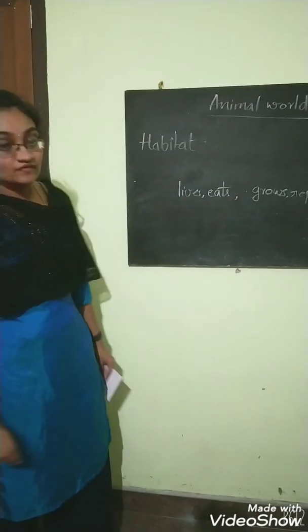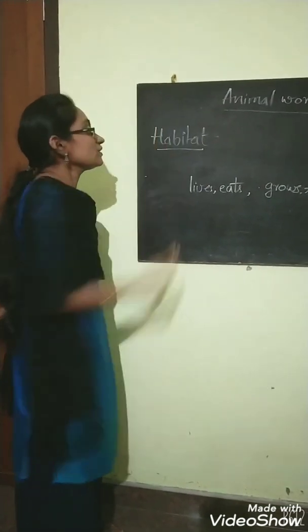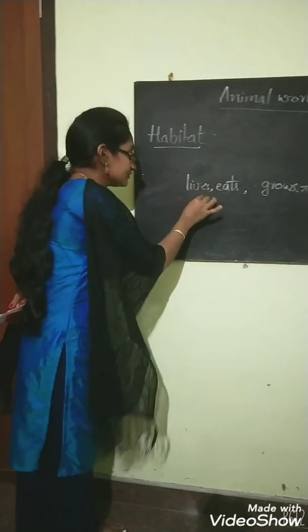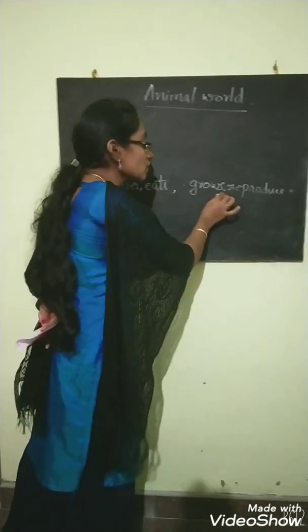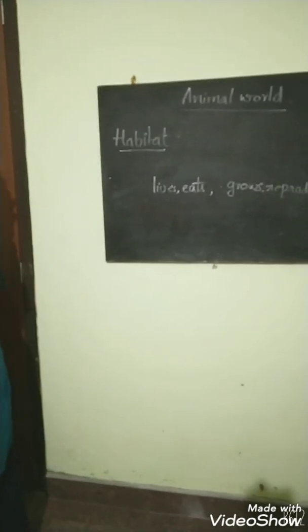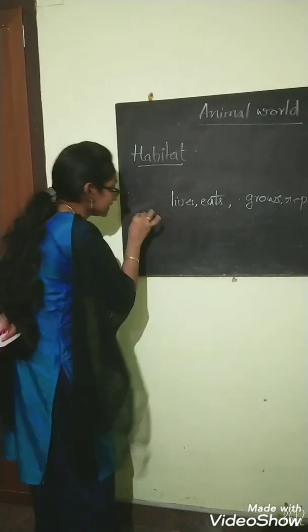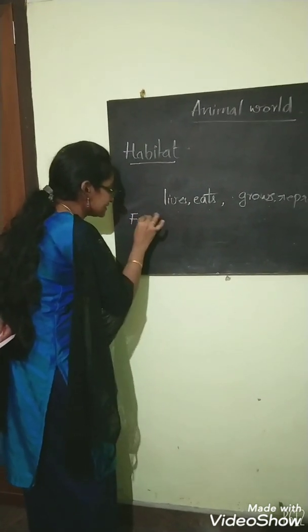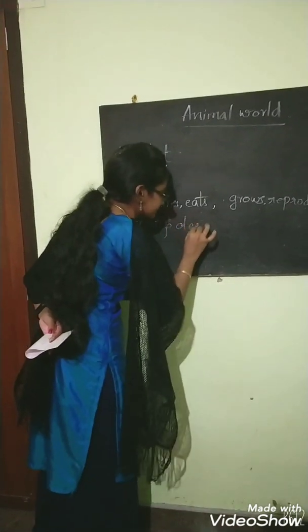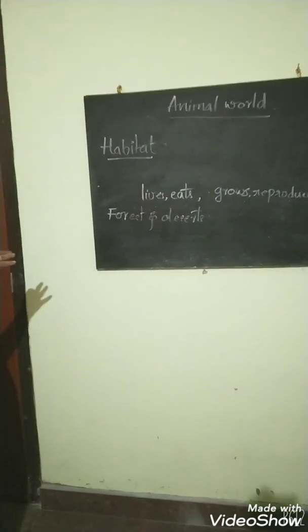In the last class, we discussed what a habitat is. A habitat is a place where an animal lives, eats, grows and reproduces. We already explained its definition and different types. We discussed forests and deserts. I think these are clear for you.